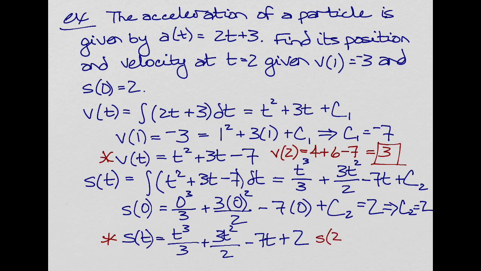at t equals 2 is 2 cubed over 3 plus 3 times 2 squared over 2 minus 7 times 2 plus 2, which is, oh, this is fun, 6 minus 14 is negative 8, plus 2 is negative 6. Negative 6 plus 8 thirds. Negative 18 thirds plus 8 thirds is negative 10 thirds.